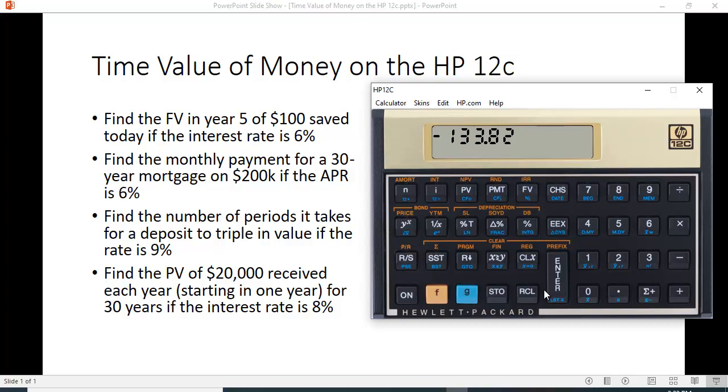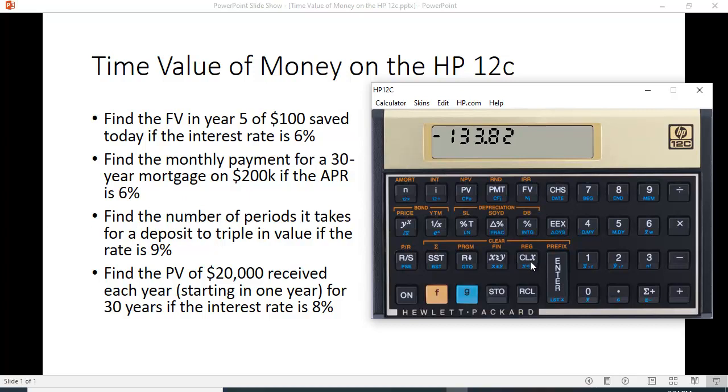Now, this calculator, as well as the TI, follows a sign convention. That is, cash outflows should be negative, cash inflows will be positive. It doesn't really matter here. You probably should have put this in as negative 100, but it doesn't really matter simply because we know that if you put $100 in the bank for 5 years, you're not going to owe $133.82. But when you're trying to calculate, for example, the number of periods, you do have to follow this sign convention or you're going to get an error message.